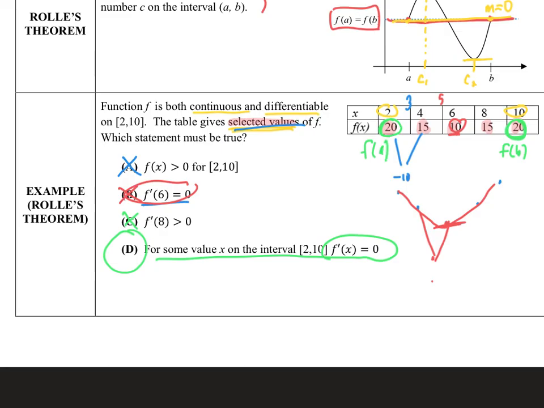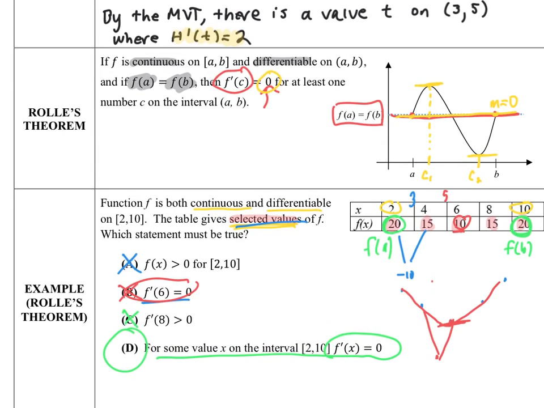And that's exactly what Rolle's theorem says. If I have f of b equaling f of a, then I'm guaranteed to have a place where the slope of the tangent line is 0. So because my f of 10 is 20 and my f of 2 is also 20, if I were to do an average rate of change of those, I would get 0 as my answer. Therefore, I'm guaranteed to have a place where f prime of x equals 0.